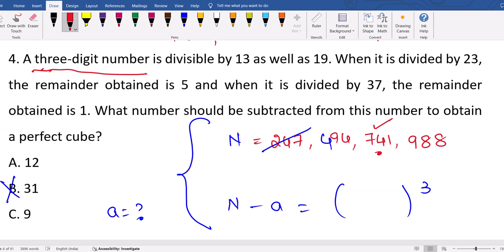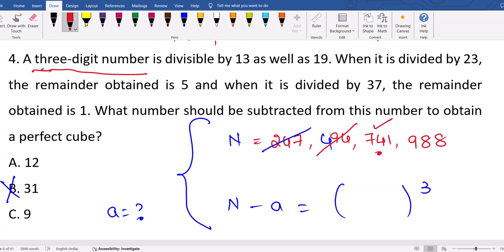23 times 20 is 460. Yeah, that is satisfying remainder 5, it seems. Yeah, 460, then 34 is there. 23, no. I think you get 11 remainder. It is producing 11 remainder when I divide by 23. Eliminated.